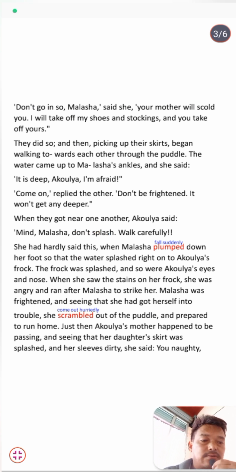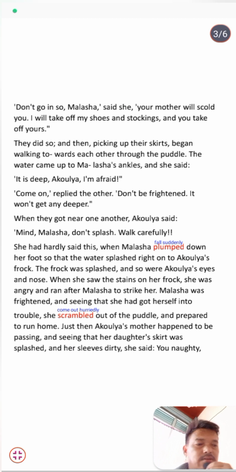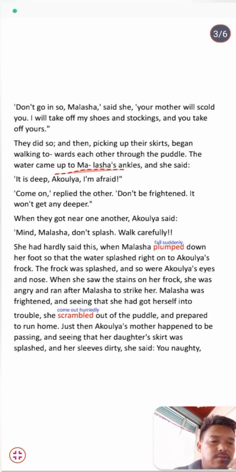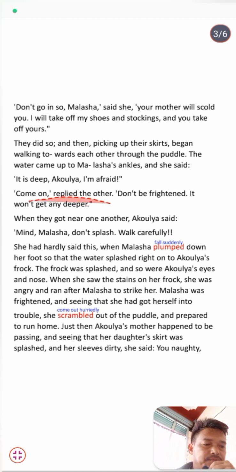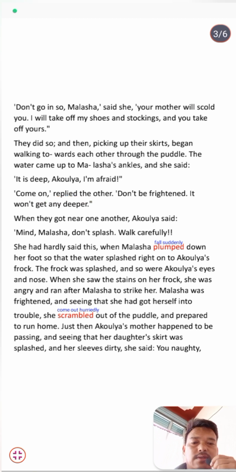After doing all this, they both held their skirts and began walking toward each other, and they started to come closer through the dirty water pool. But the water came almost to Malasha's ankle, and it was very deep, and Alokia got afraid of this deepness. But the other girl assured her not to worry, and that the pool wasn't that deep. She was assuring the smaller girl.